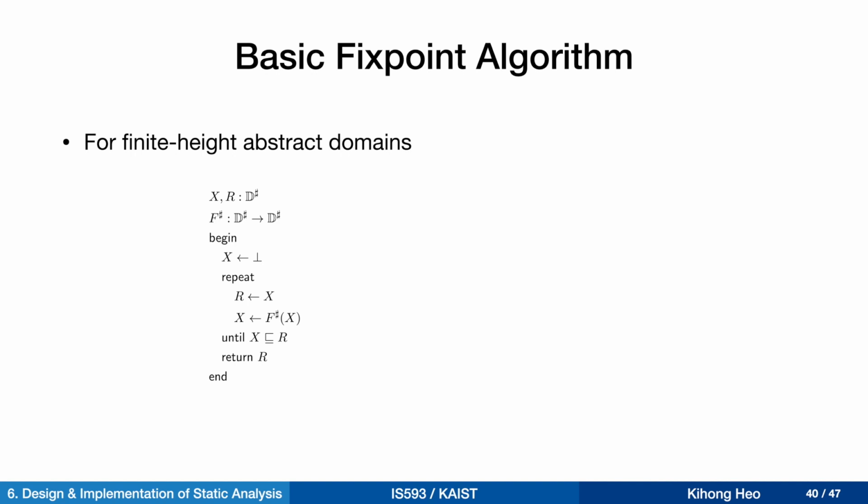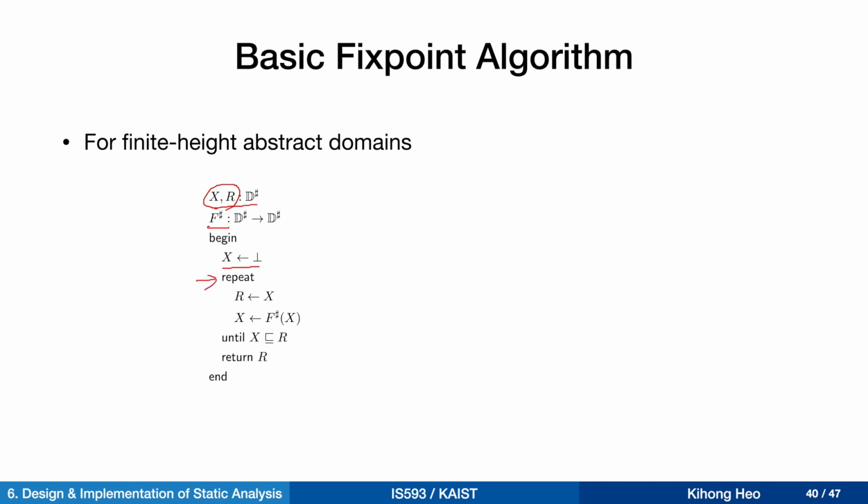Here are two variables, x and r. They are elements in the abstract domain, and here is the abstract semantic function. In our case, these variables are actually mappings from labels to abstract memories, right? Then let's get started. This algorithm starts from the bottom, assigning bottom to this variable x, and starts this loop.